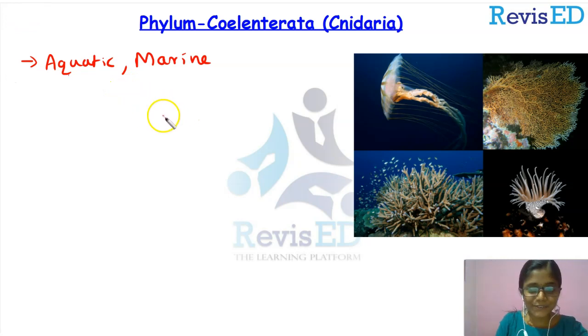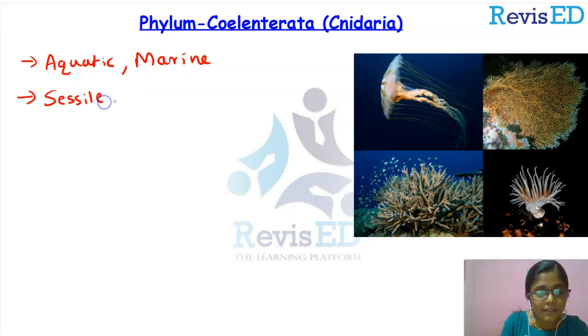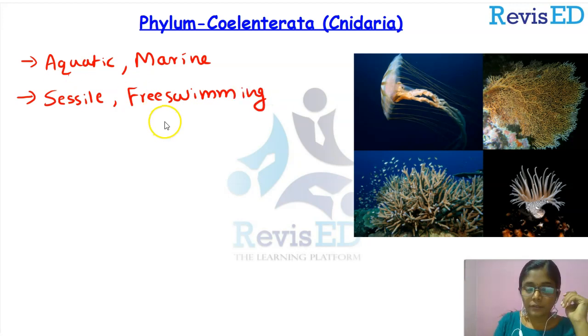Now, as you can see here, the animals are both free swimming as well as sessile. What is meant by sessile? Yeah, they are attached to a surface, okay? And there is free swimming forms also. So, they are sessile as well as free swimming. So, we have told that they are sessile and there is free swimming forms also.